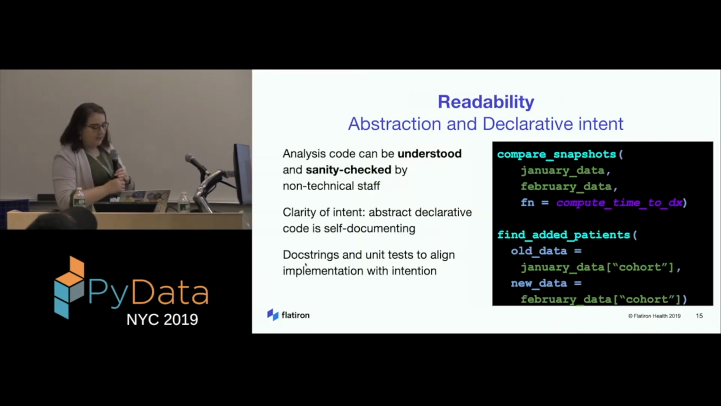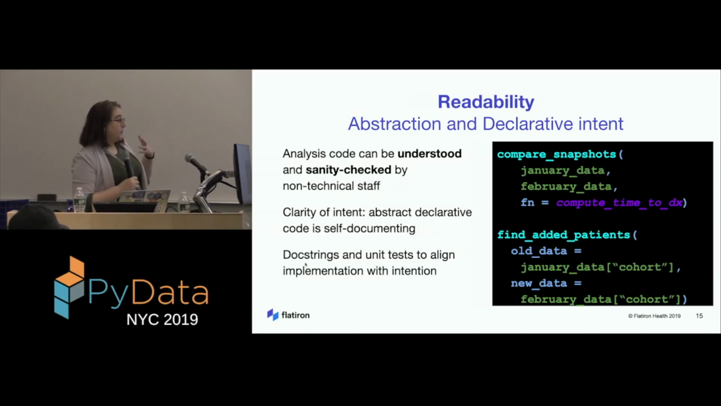So first and foremost, readability, right? This approach really lends itself to readable code. Higher level abstractions that emphasize declarative intent over procedural instructions are more easily understood and sanity checked by our non-technical staff. So that supports the differentiated code review we spoke about earlier. It's really clear to look at this and see what it's doing, even if we're not sure about the actual details of the implementation.